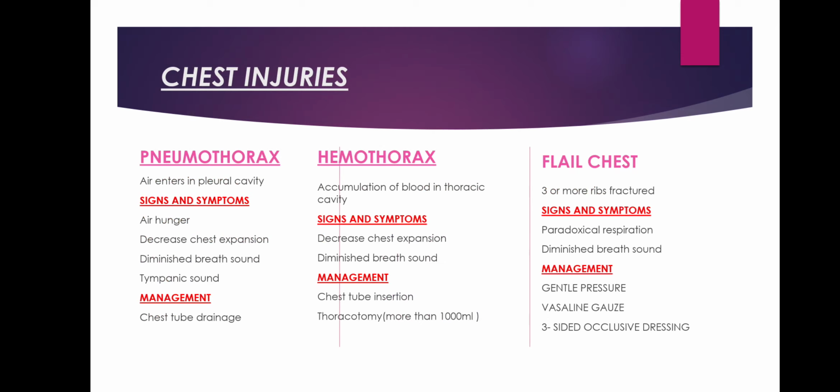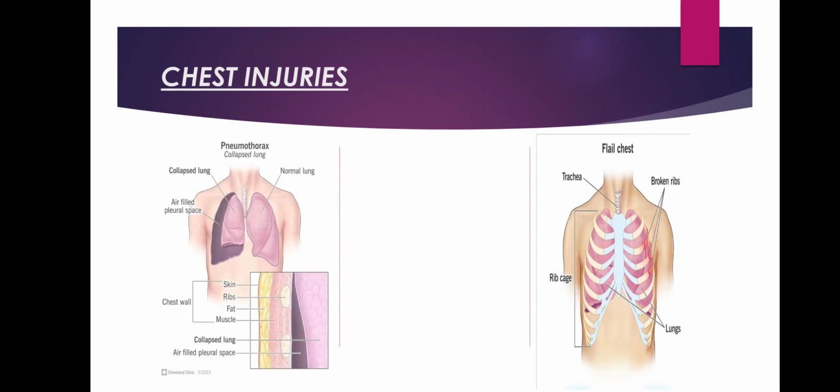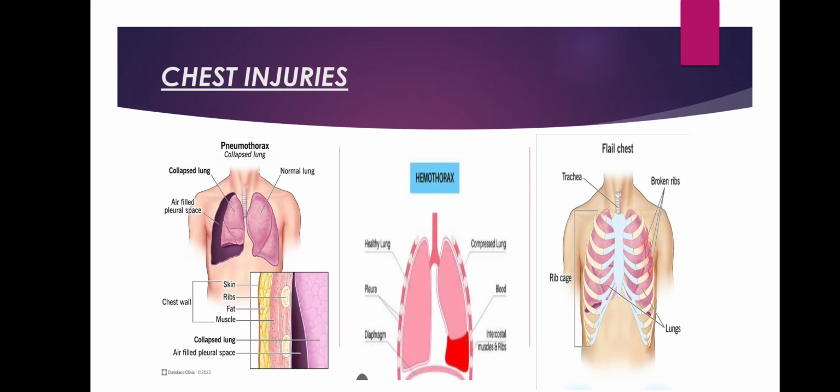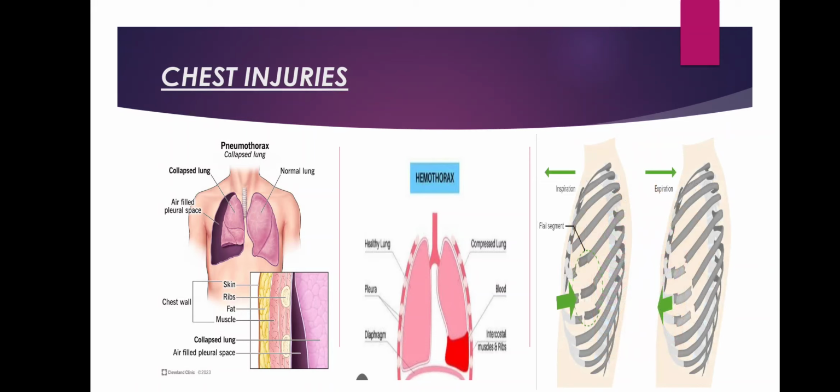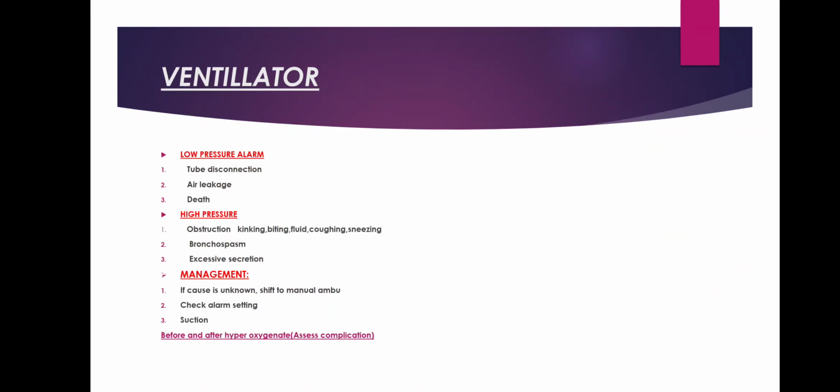For pneumothorax and hemothorax, we will do chest tube insertion, and thoracotomy if there is more than 1000 ml of fluid in the thoracic cavity. For flail chest, we will put gentle pressure with Vaseline gauze to prevent pneumothorax here also, and a 3-sided occlusion dressing. So this is pneumothorax, hemothorax and flail chest. You can see here 3 bones broken into 2 pieces.